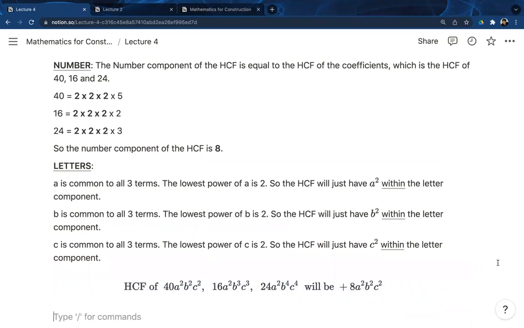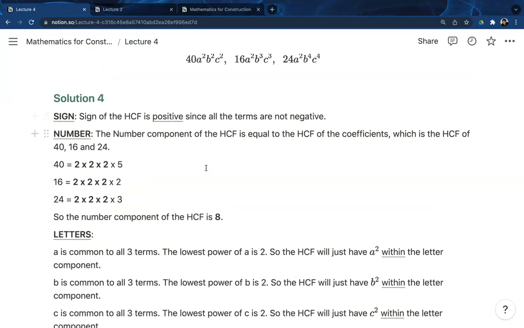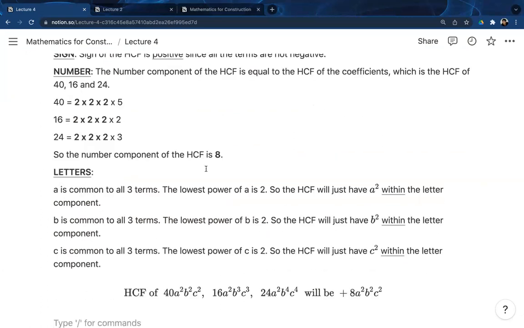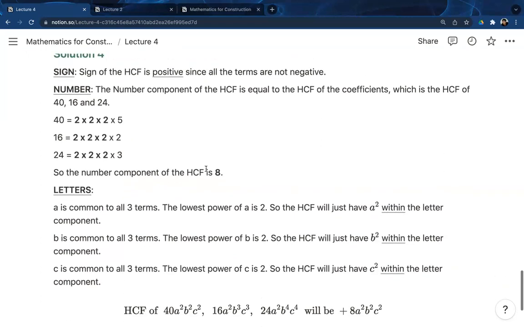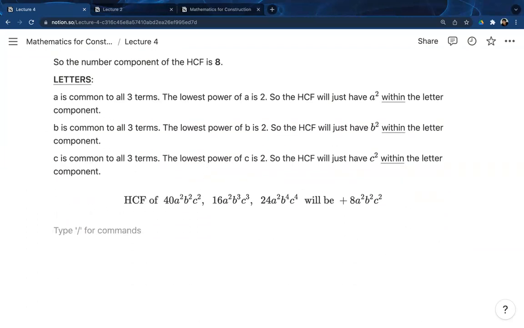And you don't need to write a positive sign. I just put it there to show you that I had a thought process where I was actively thinking about the sign. But a lot of the times the HCF is positive, because it's only when all the terms are negative will the HCF be negative. Okay. Hope you all understand this.